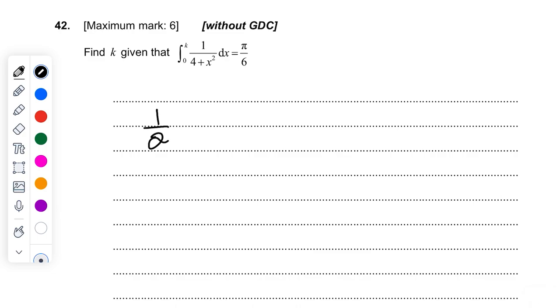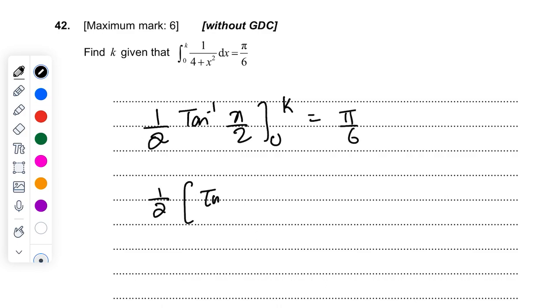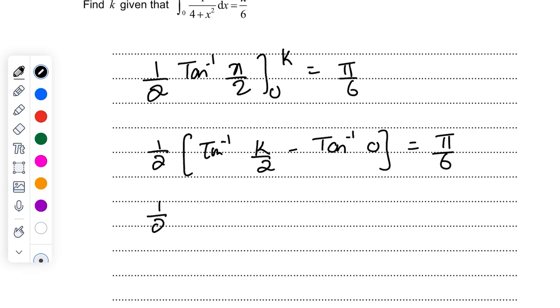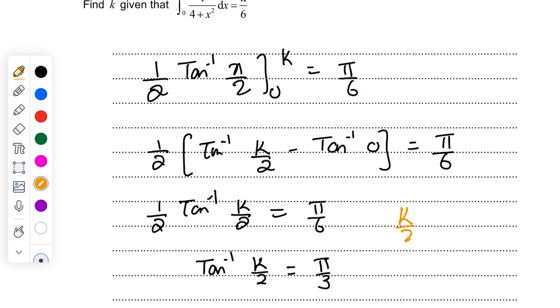Then this is also 1 upon 2 tan inverse of x upon 2 from 0 to k equals pi upon 6. So 1 upon 2 tan inverse of k upon 2 minus tan inverse of 0 equals pi upon 6. So 1 upon 2 tan inverse of k upon 2 equals pi upon 6. So tan inverse of k upon 2 equals pi upon 3. So from there, k upon 2 equals tan of pi by 3. So k upon 2 equals root 3. So k equals 2 root 3.